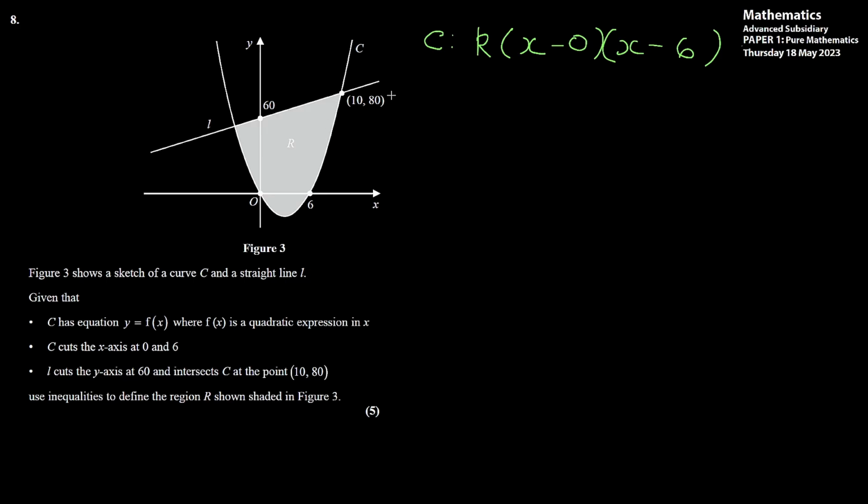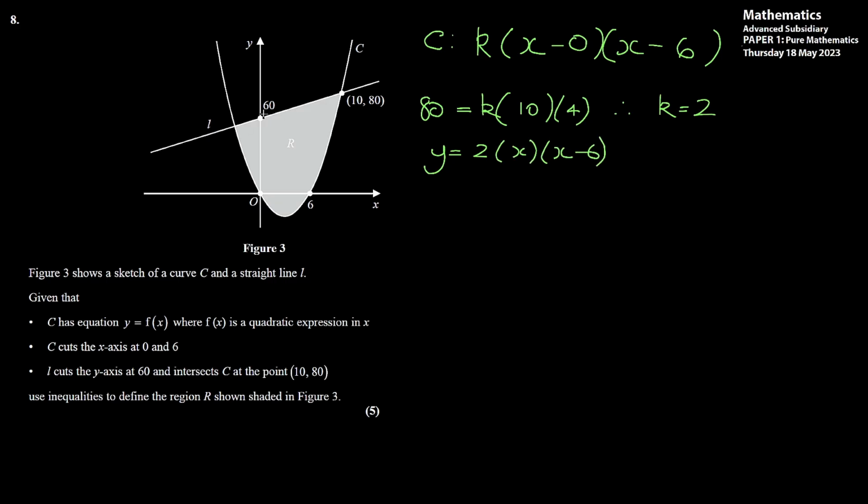Happily, we know a point on C, the coordinates (10, 80), so we can substitute that into our equation and get the value of k. So 80, the y value, must be equal to k times the x value, which is 10, multiplied by 10 minus 6, which is 4. And if you do the maths, you find that k is equal to 2. So we have the equation of the quadratic, which is y equals 2x(x minus 6).